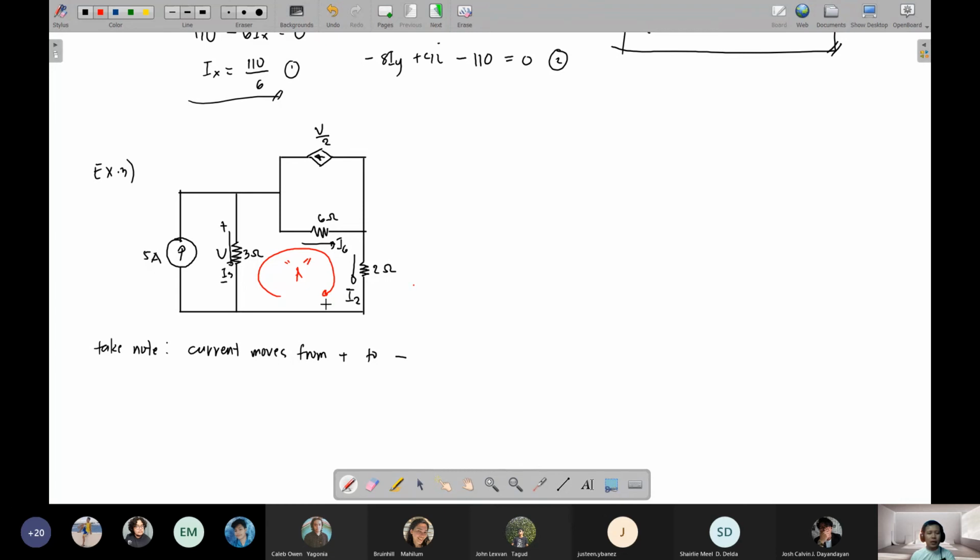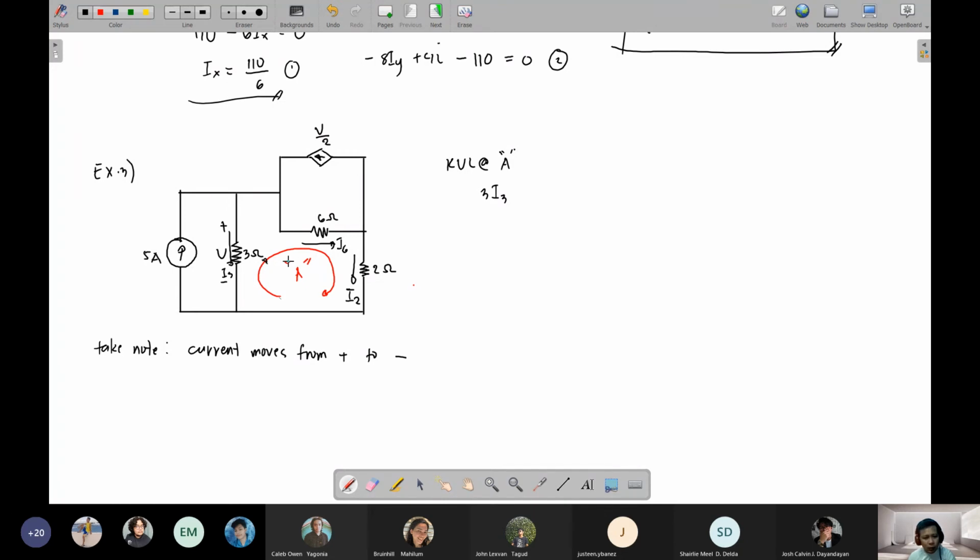Step number 3, apply KVL to the loop. So KVL at loop A. Again, starting with the tail part. Loop A passes through the 3 ohm resistor, and at that moment, loop A has an upward direction, while I3 has a downwards direction. So opposite is their direction, therefore voltage here will be positive. So that would be 3I3.